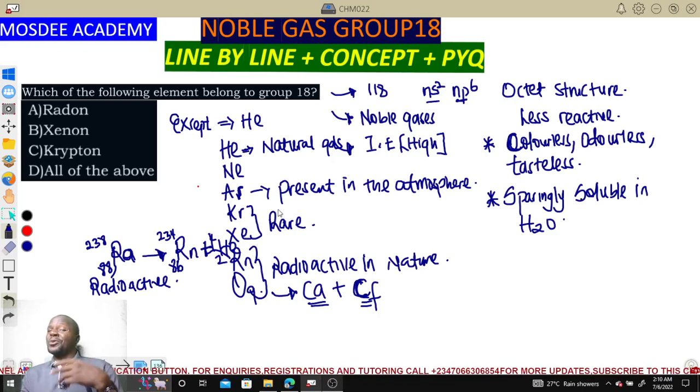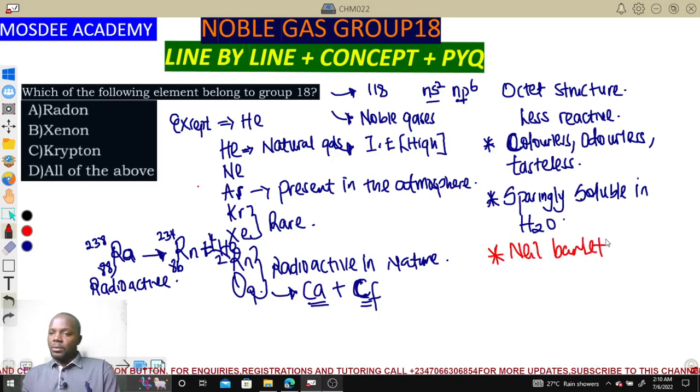Most of them are not reactive, but it was not until a particular year, I think 1875 to be precise, that a particular scientist or chemist called Neil Bartlett brought an idea. He was trying to work on a particular compound, where oxygen was combined with platinum, PtF6 minus. So this was positive.